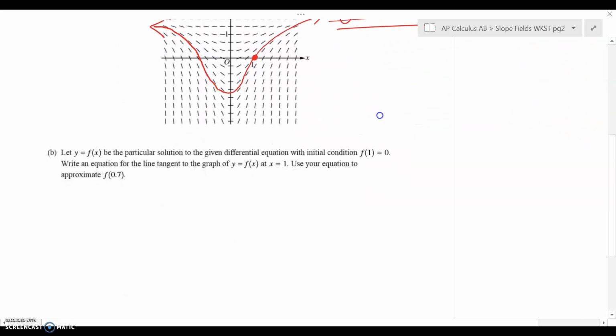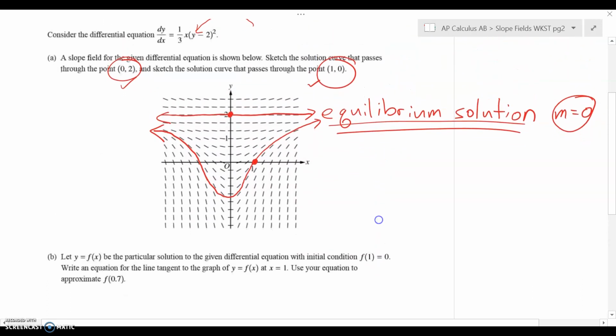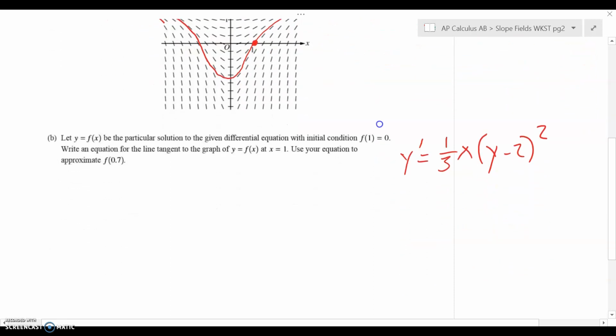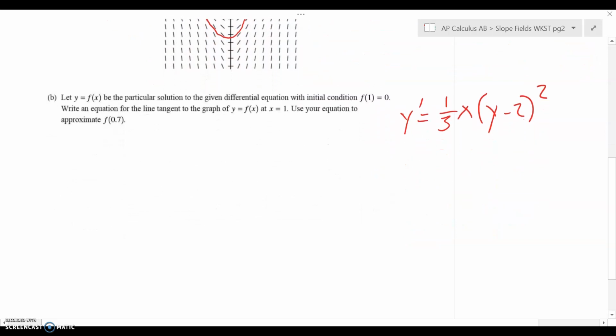The last piece that they're asking us to do is the same thing as part B from the previous. Because I know I'm going to need it, I'm going to write my y prime equation right down here, and then I'll scroll up. So they're not asking us to come up with a function. They do not want you to pull this thing apart and solve it right now. They are simply asking that you come up with a tangent line equation. So here's our tangent line equation.